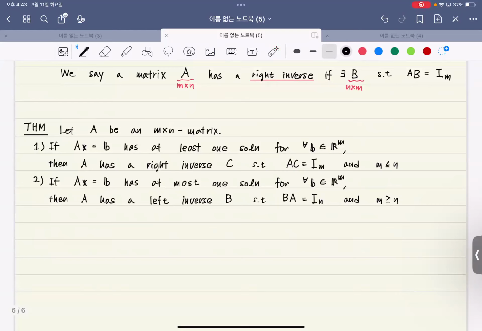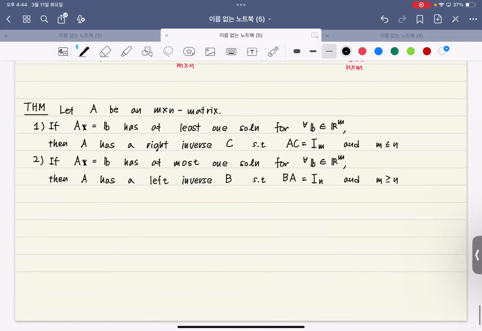And number two, if Ax equals b has at most one solution, that means you may or may not have a solution, but if there is a solution, it must be only one. If this is true for all possible choices of b, then A has a left inverse, and in that case m is greater than or equal to n. So in other words, A must be a narrow matrix.